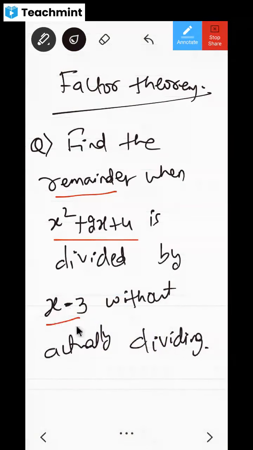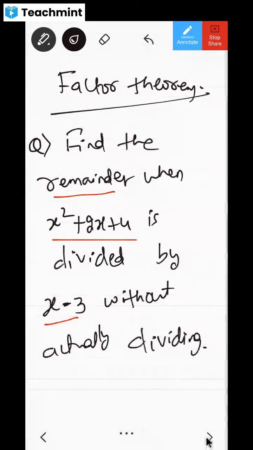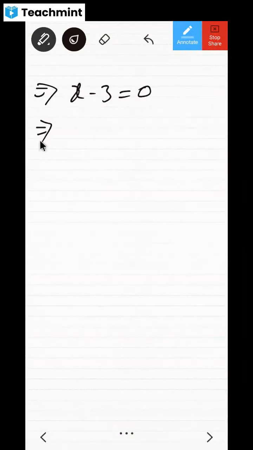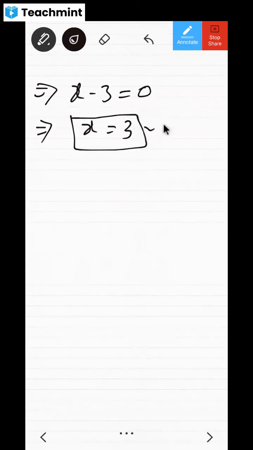You have to take the divisor, and take that divisor equal to 0. Once you have taken that equal to 0, then x becomes 3, right? x equals 0 plus 3. Is this understood?